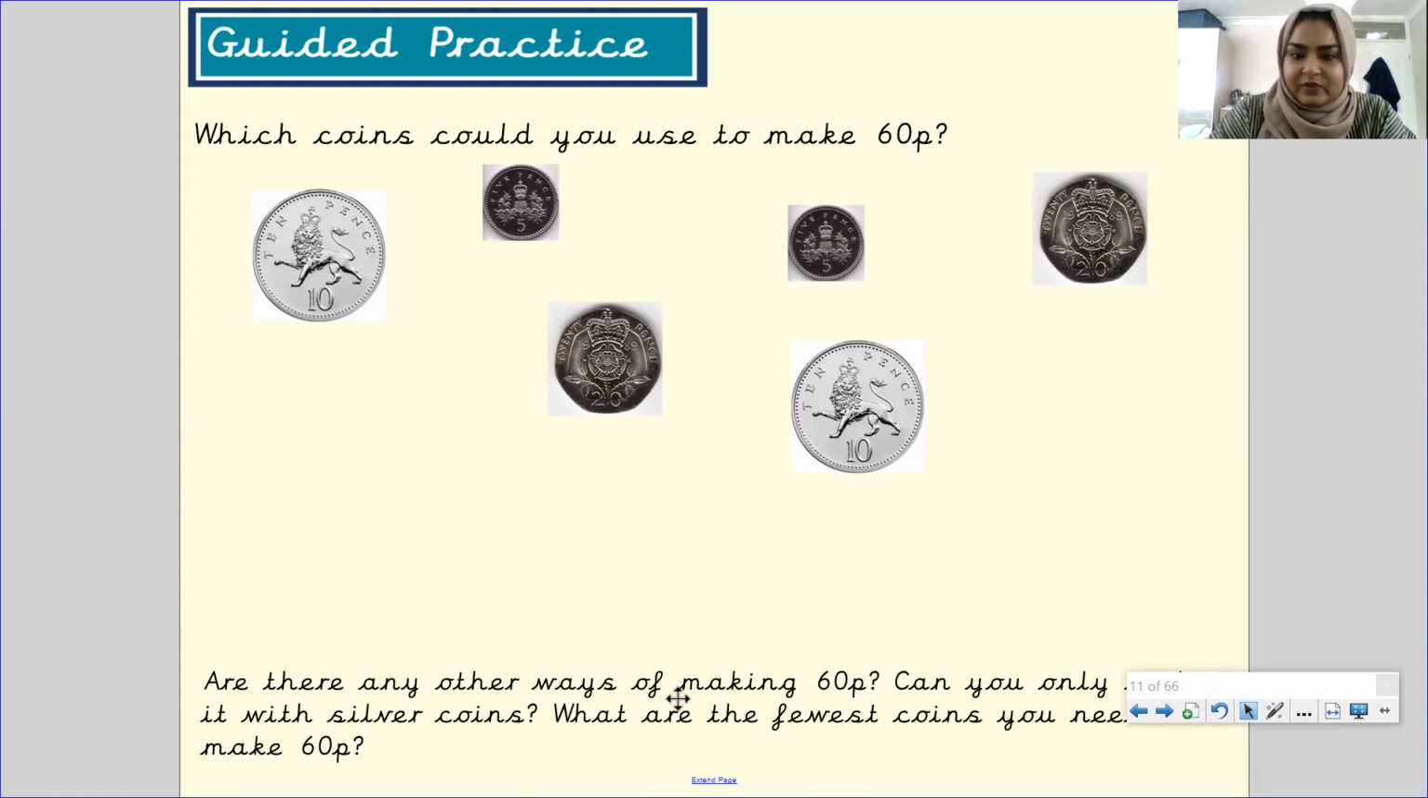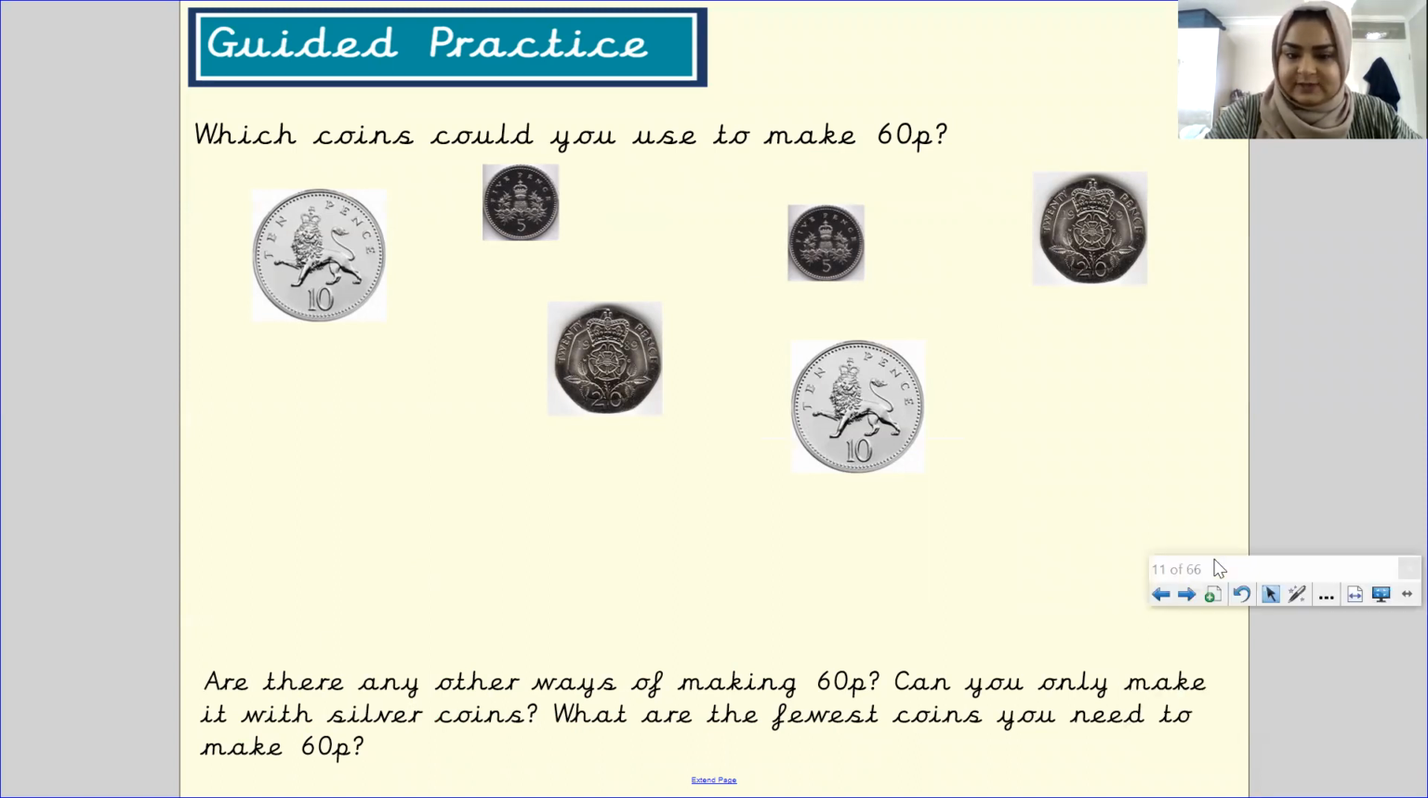Are there any other ways of making 60p? Can you only make it with silver coins, please? Okay, what are the fewest coins you need to make 60p? Now what I would like you to do is pause the screen and make 60p in all the ways you can make it using these coins. Okay, I'm going to pause the screen now and work it out on your mini whiteboard.